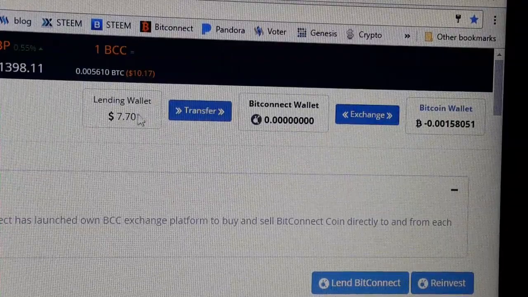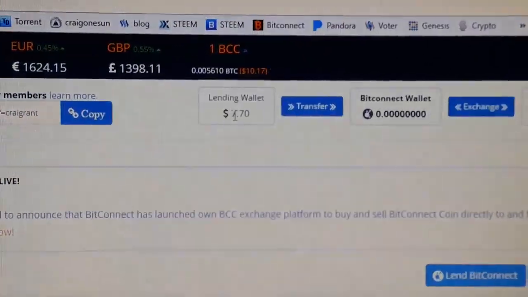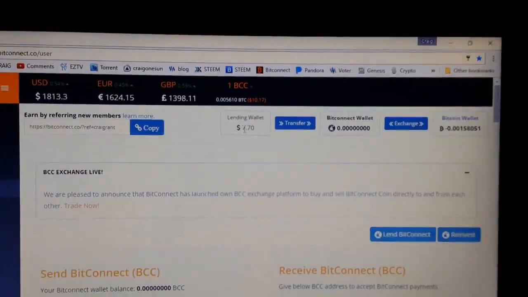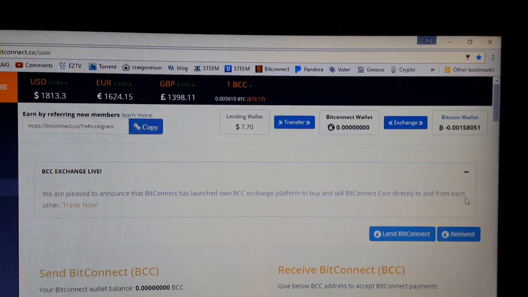However, I could also reinvest this, but I don't think you can reinvest that much. I think the minimum is probably $20. I haven't tried to reinvest yet, so I don't know what the minimum is. But there is a button over here that says reinvest, right?